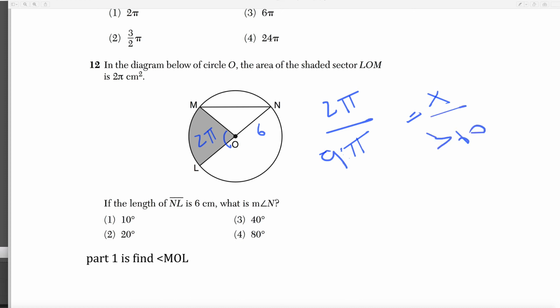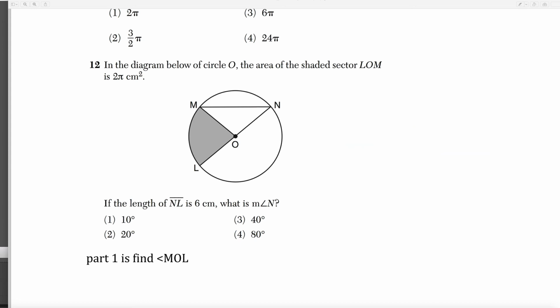You find x, and then you have to divide x by 2 to give you N, because this is the inscribed angle. What did you get for x the first time? It's 80. So you saw the central angle is 80. Definitely not 80 for the answer. So 80 divided by 2 is 40, and that's why those choices are there. Cross out 80 and 20. So they string you along the whole thing.